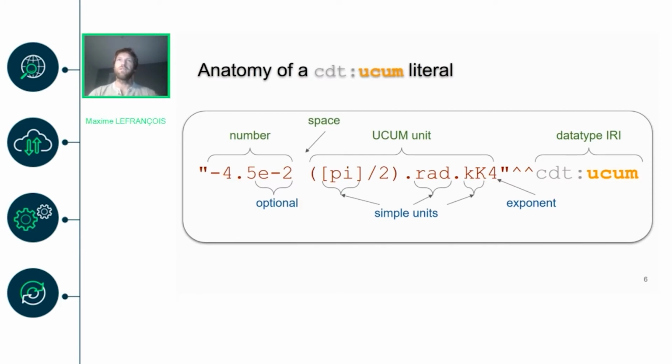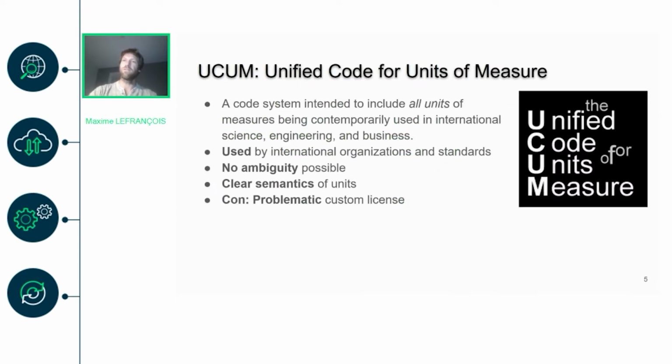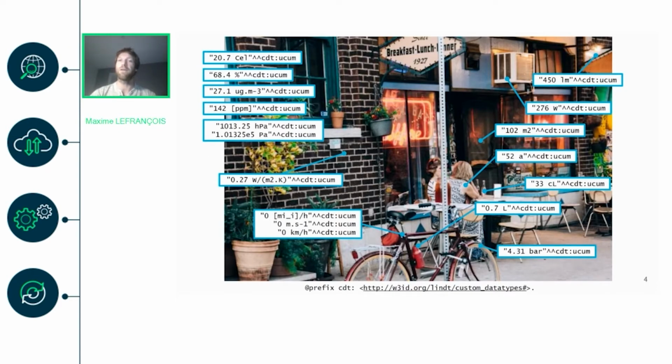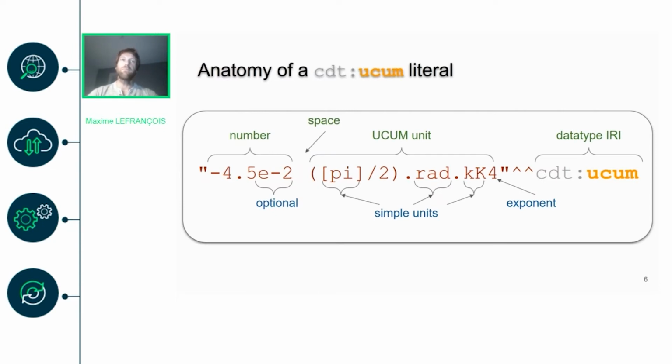This is the anatomy of a CDT-UCUM literal. So we have a lexical form, that is everything that is in red, and a data type IRI on the right, which is cdt:ucum. And as you can see on the bottom of this image here, cdt is actually a prefix that you can expand, and cdt:ucum is actually a full URI, right? On the left, we have -4.5. So this is encoded the same way as you would encode XSD decimals. Then optionally, we have an exponent, then a space, and then any string that would encode a valid UCUM unit. So here we see that we have pi, a constant, that is divided by 2 and multiplied by radian, a unitless unit of measure, and then kilo Kelvin at the exponent 4.